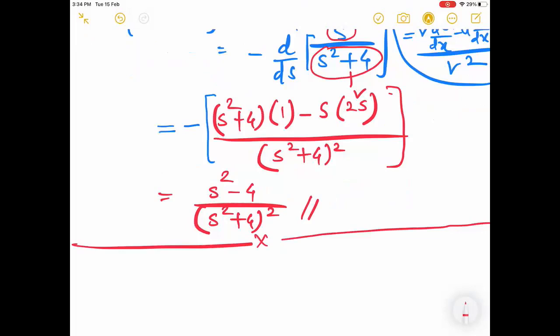So with this multiplication property, we just have to differentiate the terms on the right hand side, the f bar s function, and then simplify, so that we get this particular result. Okay.